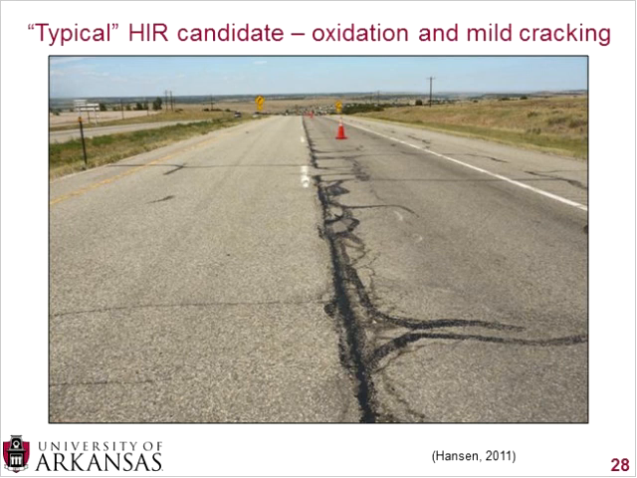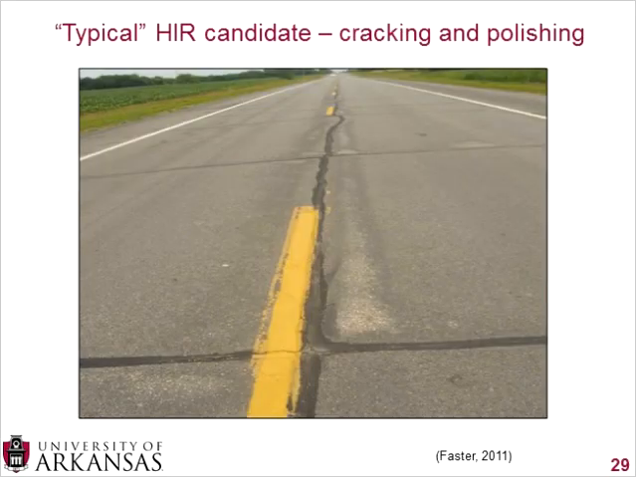So you can see here this is a relatively highly oxidized road, and there is some mild cracking. In the right lane, the traveling lane, there seems to be a little bit more cracking, but in the left lane there's a little bit of left. But this is a 4-lane divided highway. This could be an interstate, it could be a state highway. But at the end of the day, there's a little bit of oxidation and there's some mild cracking, a good HIR candidate.